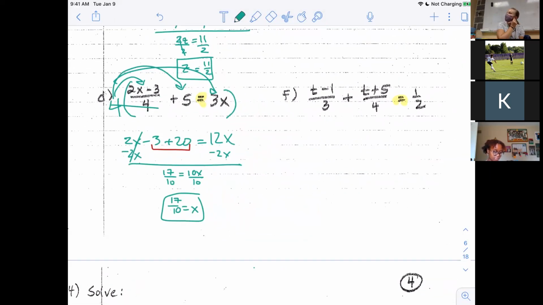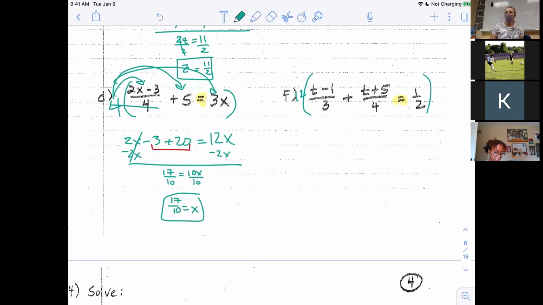Similar idea for the next one, but I want to multiply by one number. I don't want to multiply by something and then have to multiply again in order to get rid of everything in the denominator. What do you think I can multiply to get rid of the 3 and the 4 and the 2? 12. All of those are multiples of 12. So if I multiply by 12 to everything, I'm going to be able to cancel each one of those denominators.